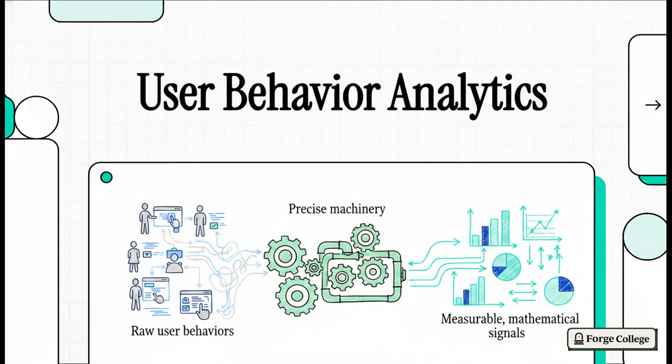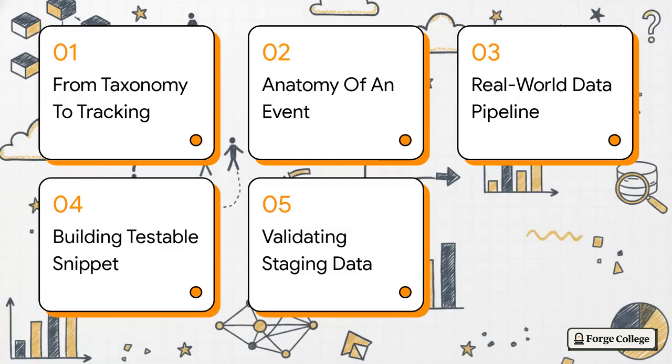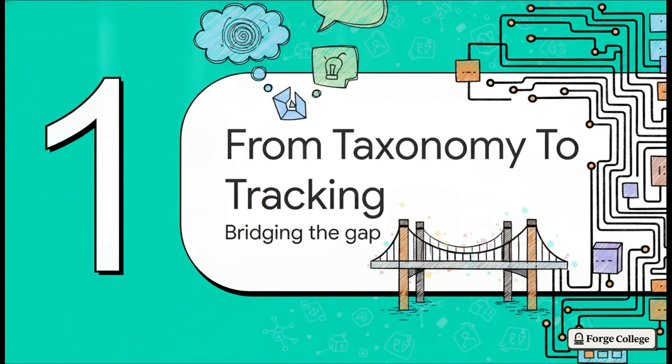Let's get into it. So here's the blueprint for today's build. We'll kick things off by going from taxonomy to tracking. Then we'll break down the anatomy of an event, look at the real-world data pipeline, build a testable snippet, and finally, validate our staging data. All right, let's jump right into section 1, from taxonomy to tracking.